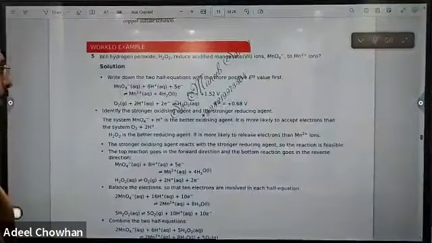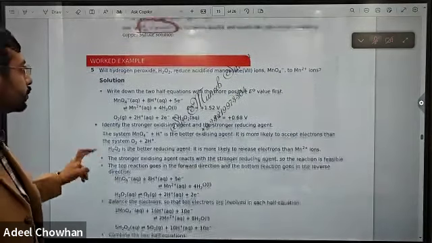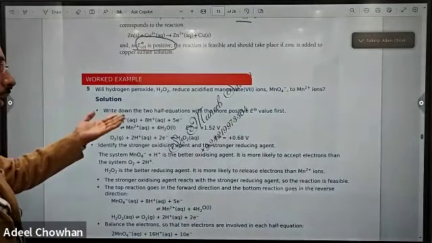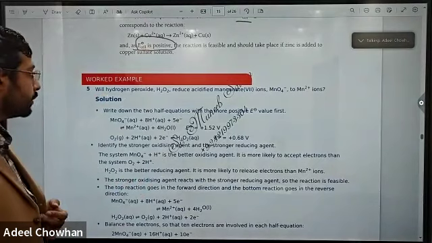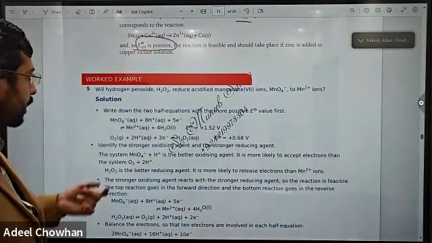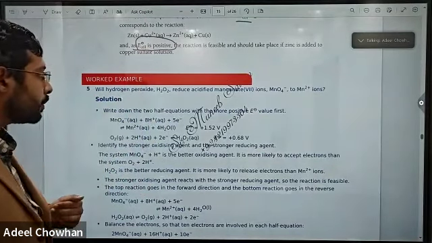Will hydrogen peroxide reduce acidified manganate ions to Mn2+ ions in solution? We have to prove this. We have to just check this. Will this happen or not? Which means we are going to check the feasibility of the reaction. For this purpose, you must use the standard electrode potential equation for hydrogen peroxide.